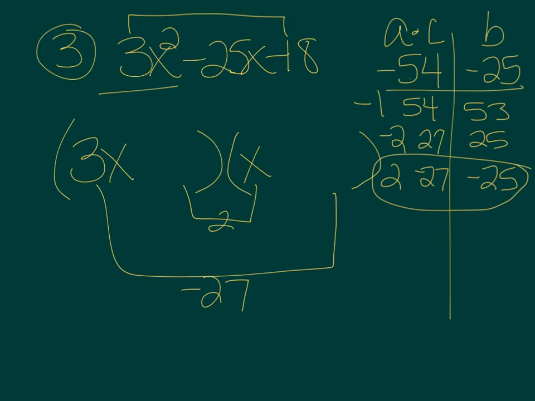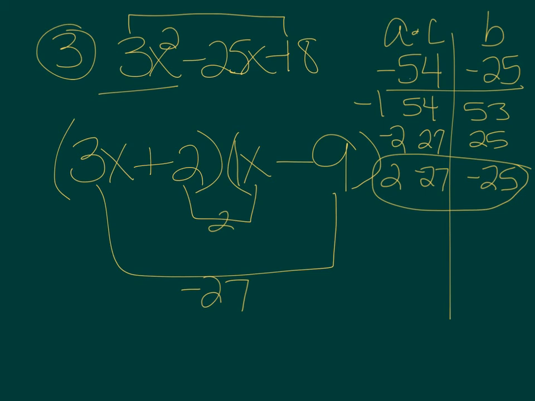Okay, so now you're going to look. 3 times what equals negative 27? And that would be a negative 9. So that was going to be a minus 9. Now the nice thing about this one is the middle one is always just going to be the number, because remember, we're always going to have a 1 here because we put the 3 here. So 1 times what equals 2? And that would be a 2, and it has to be positive. Okay, and then that's our answer.